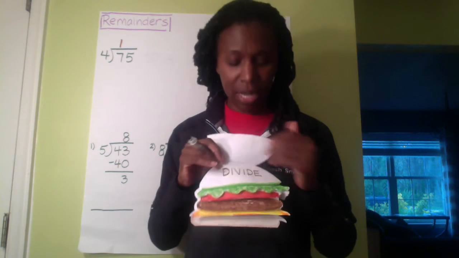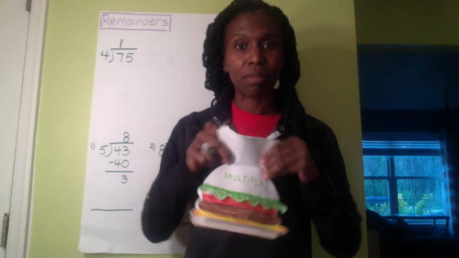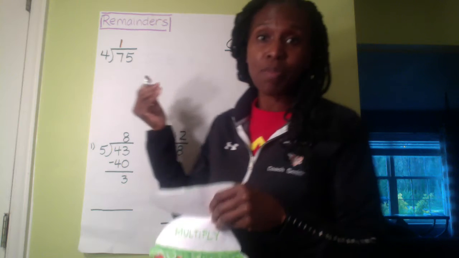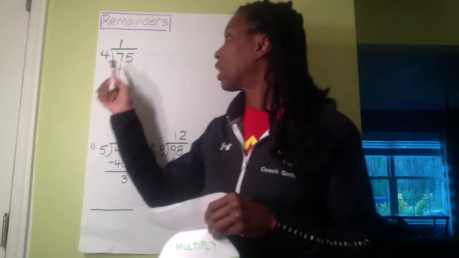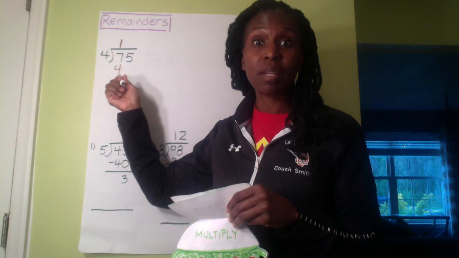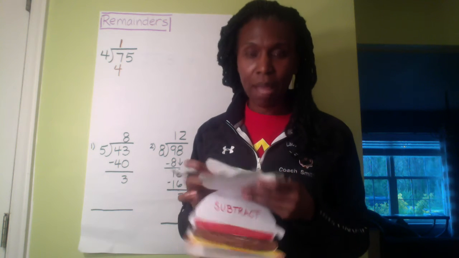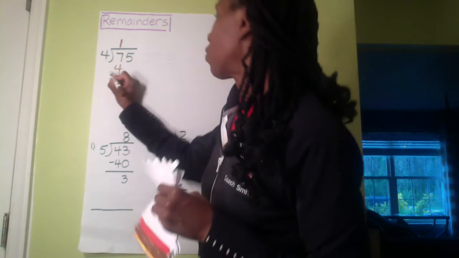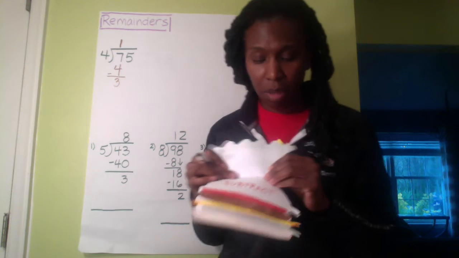After I divide, the very next step is to multiply. I'm multiplying 1 times 4, and 1 times 4 is 4. Okay, I'll write that down. Notice I'm putting it right underneath the 7 because that's the number that I just got finished dividing. All right, after I multiply, my next step is to subtract. And 7 minus 4 is 3. Okay, now that wasn't too bad.